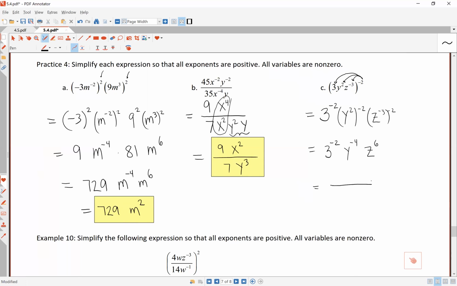The negative exponents go down in the denominator, 3 squared, y to the 4th, and the z to the 6th stays right where it is. Three squared is 9, y to the 4th.